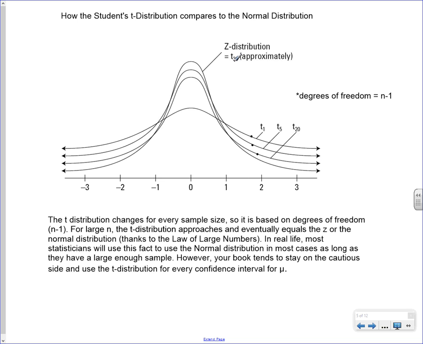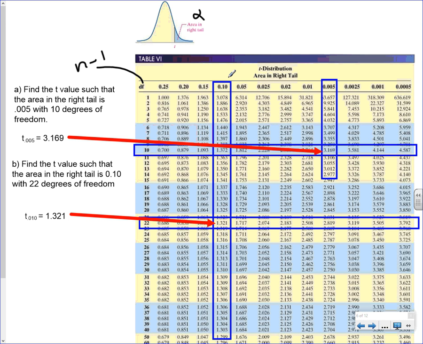As you get up to 30, 100, 1,000, your t-distribution starts to look almost exactly like the z, or like the normal distribution.